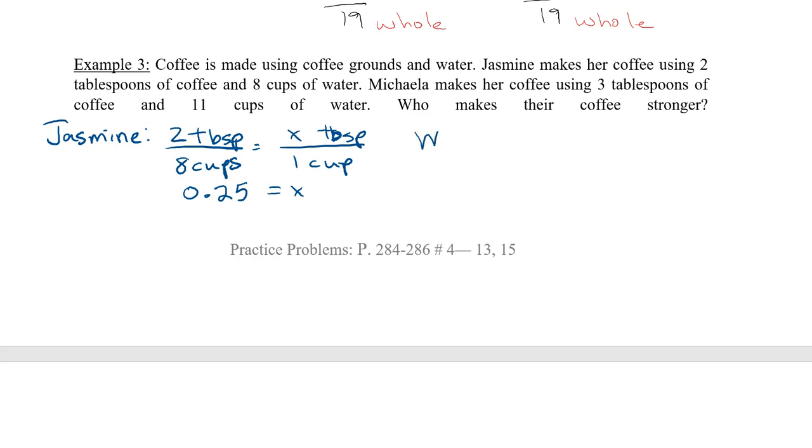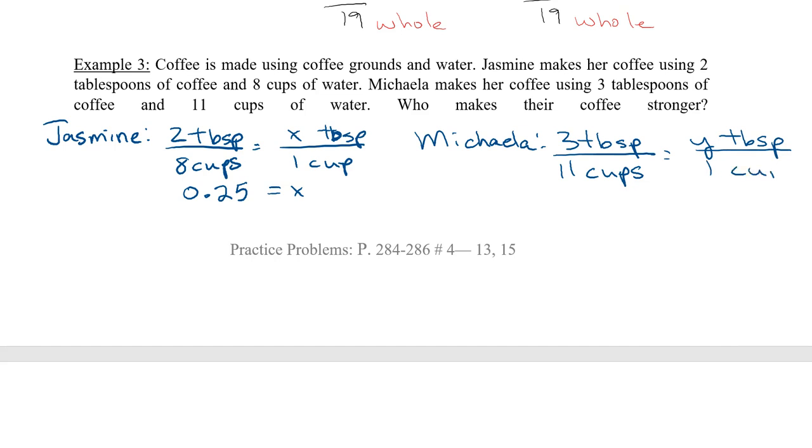Now we've got Michaela. Okay, Michaela's using 3 tablespoons of coffee for 11 cups of water. Again, I'm going to change my variable because it's a different answer in the same question. And I want to know how much is that in 1 cup of coffee. Okay, because if we can compare how much she puts in each cup, then we know who puts in more.